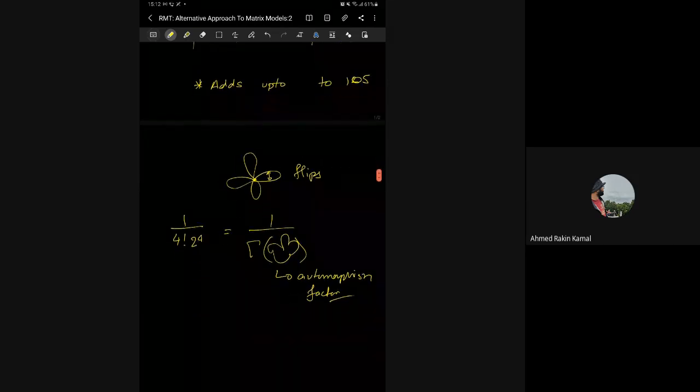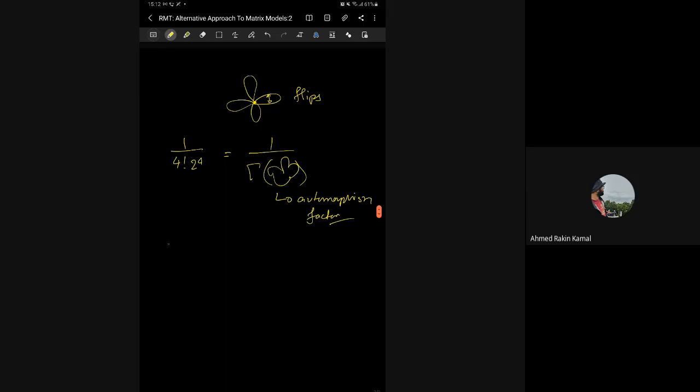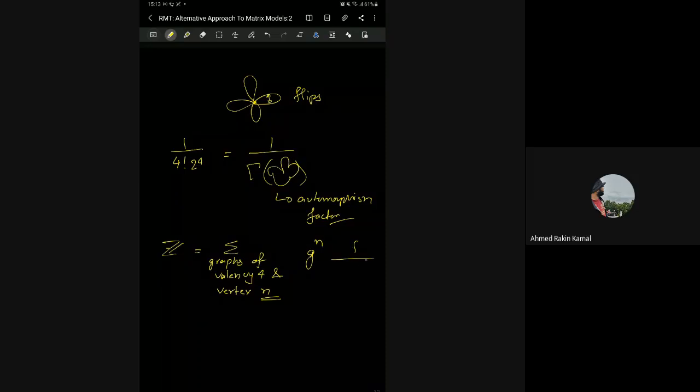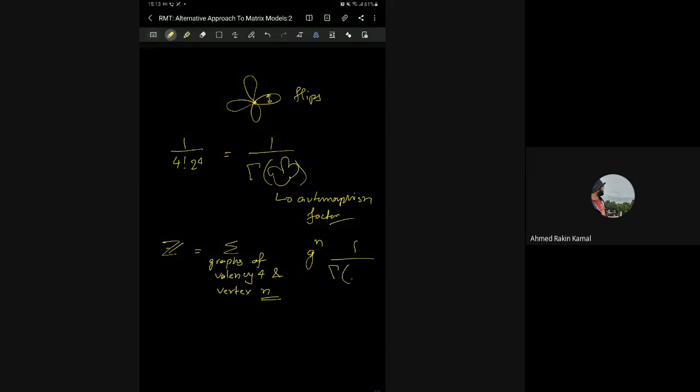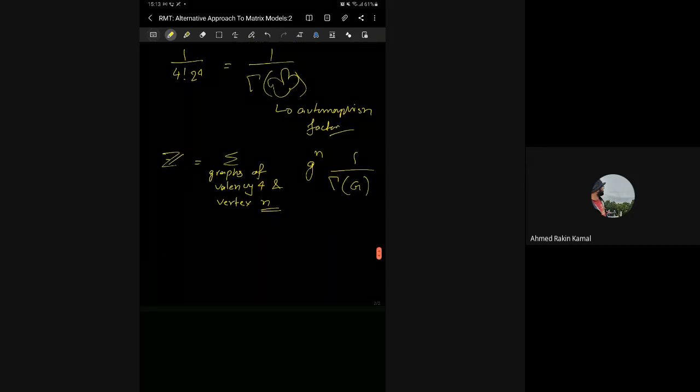We discussed their symmetries. We discussed a function which we call the partition function Z. Since we were looking at graphs of valency 4 and vertex n, we summed over n, and it's important to note that in g^n, the power of g tells me how many vertices I'm looking at. For example, g^1 means we have one vertex, g^2 means we have two vertices, and so on.